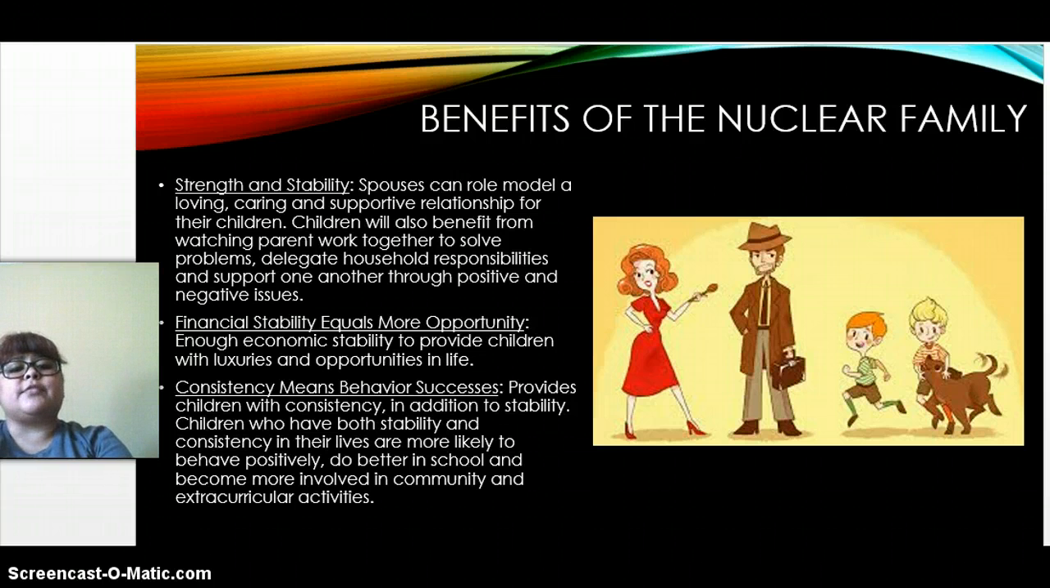A third benefit is consistency in means of behavioral success. And this simply means that children have a consistency, and in having a consistency, they are more likely to behave better and in more positive ways, to do better in school and become more involved in community and other extracurricular activities.